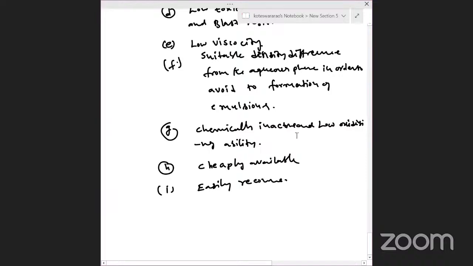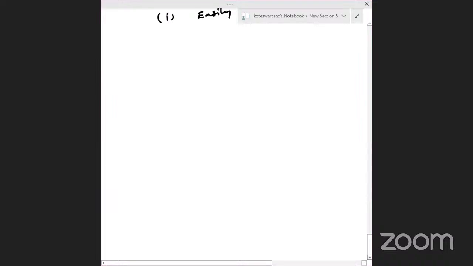Then, while you are doing the extraction, another important factor is to select a solvent that should be cheaply available and abundantly available in the market. Well, then only we can decrease the production cost, right? Next, easily recoverable. All these factors are very important while you are selecting the solvents.